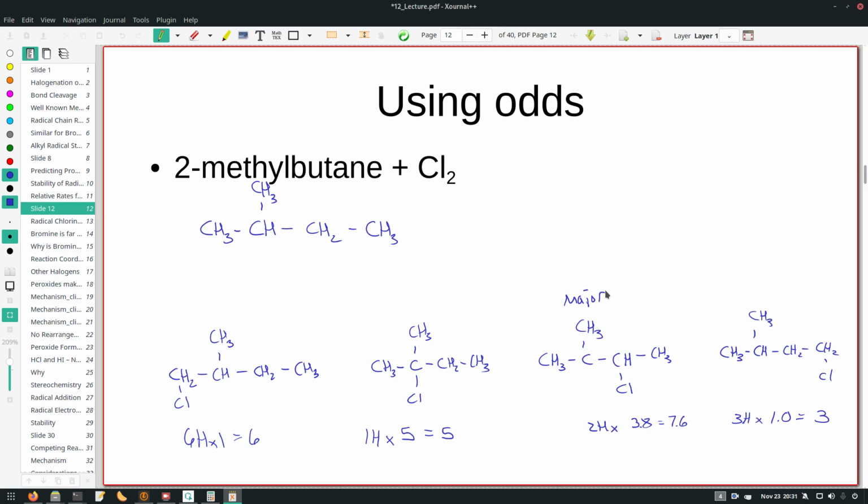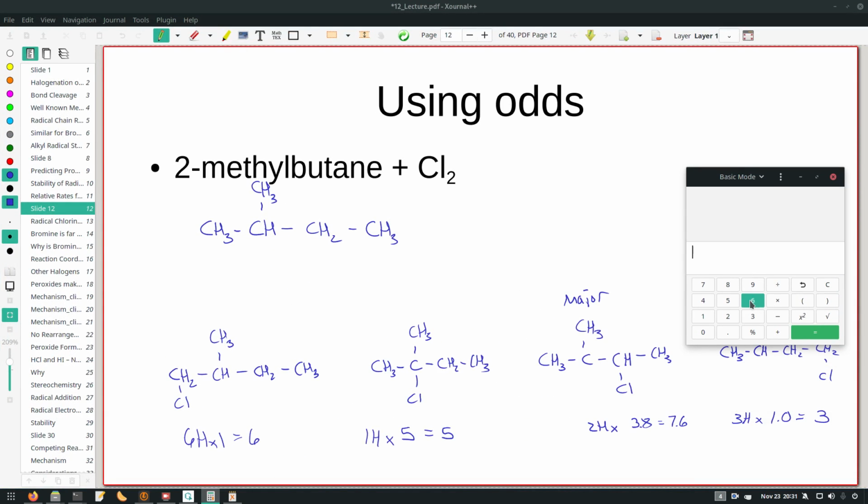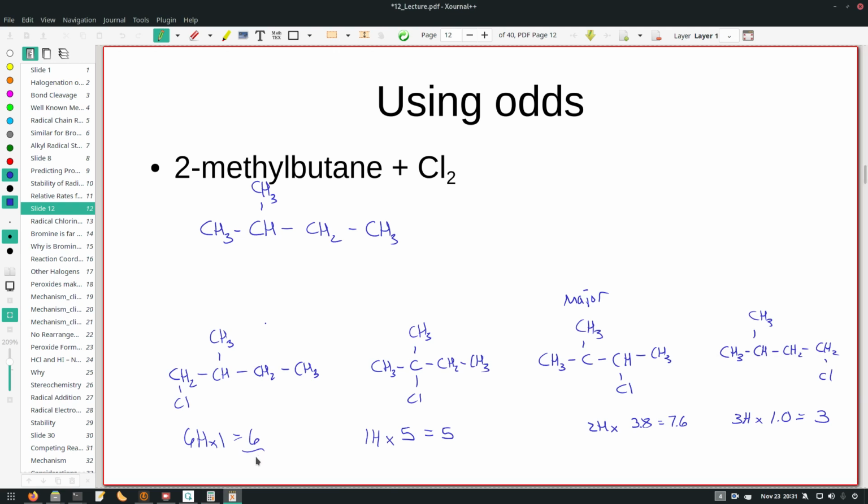But if I wanted to actually calculate a rough percentage, which I can do, I could just add up all of those 4 numbers. And I bothered to start up a calculator just for that. So 6 plus 5 plus 7.6 plus 3 is 21.6. And then we're going to take each one of these and divide it by 21.6. And just to make this stand out, I'll change the color of this ink and I'll write the yields on top of this. So we already said this was the major.